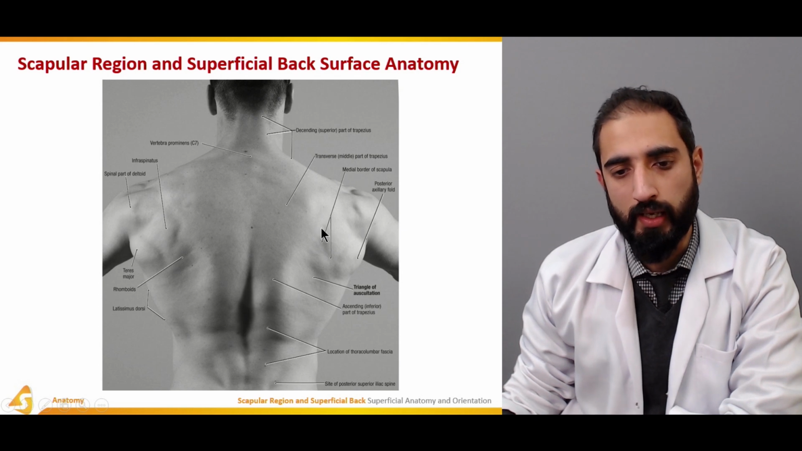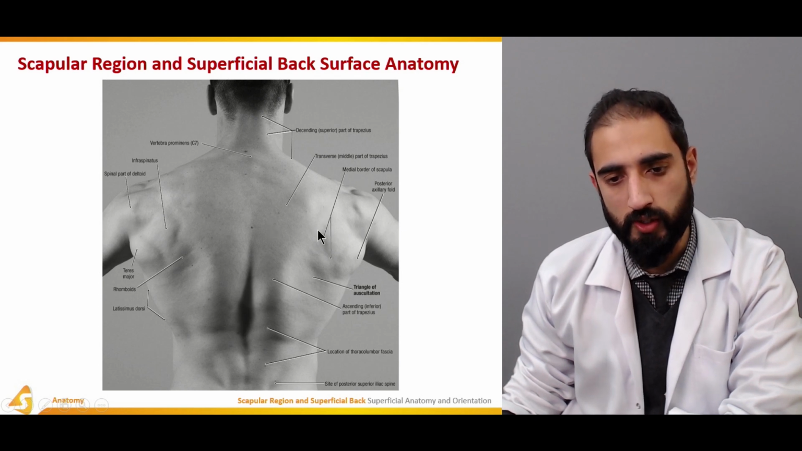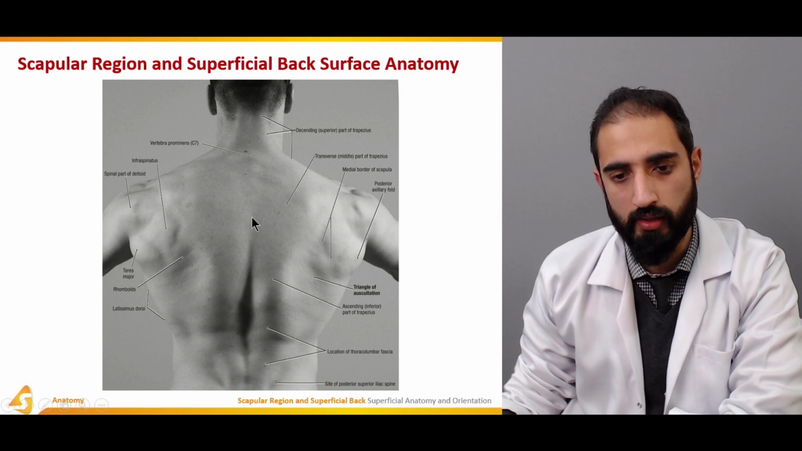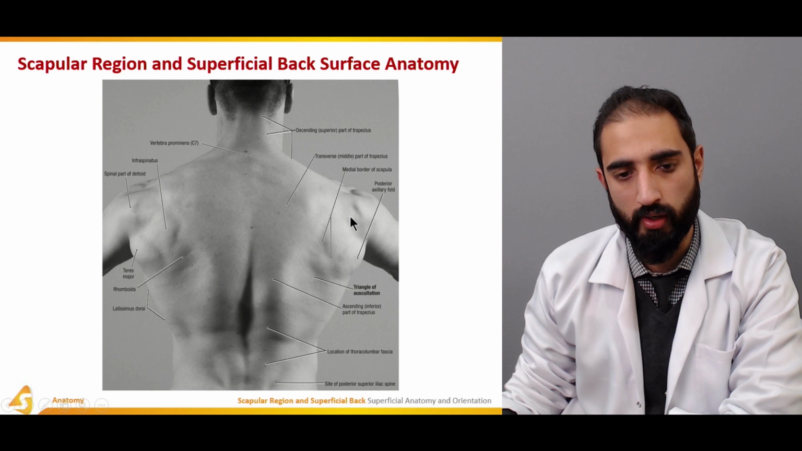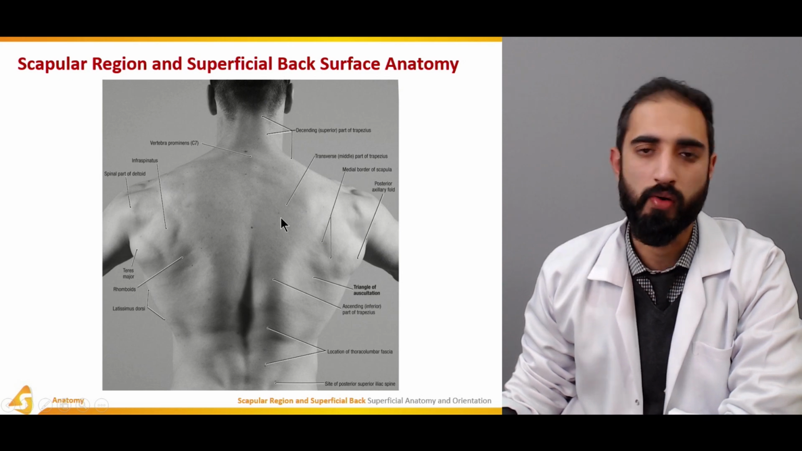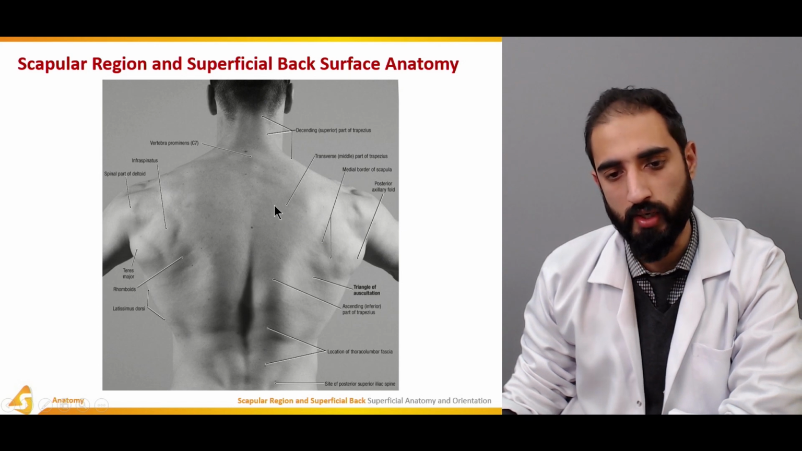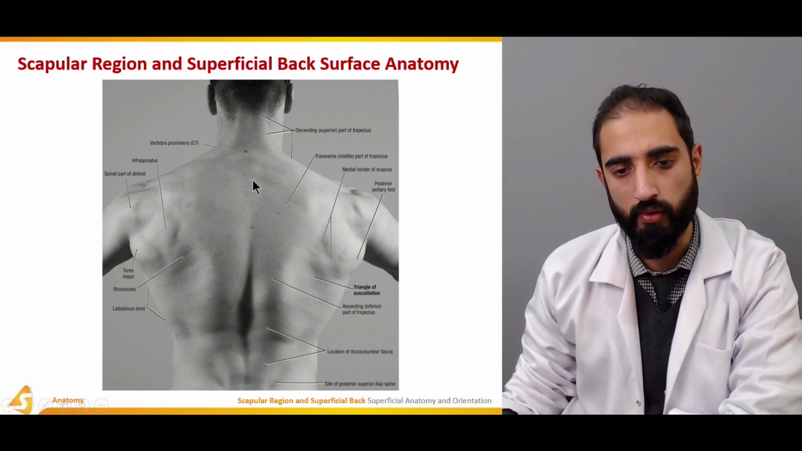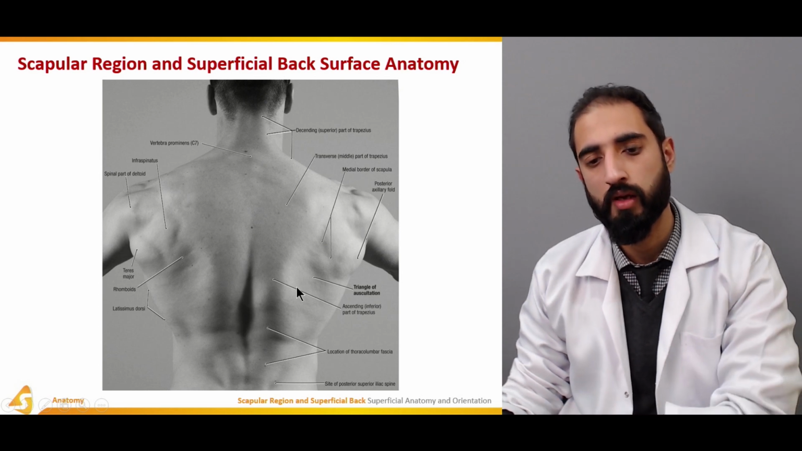Even though in this picture we can see that there's a lot of distance between the spine and the medial border of the scapula, because the scapulae are slightly protracted, otherwise the distance is around 3 inches in width between the vertebral border and the spine of the individual.